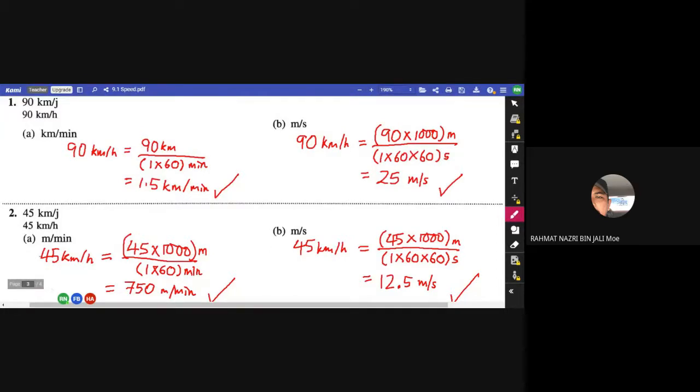2 minit lagi saya bagi chance before we continue. Yang dah siap boleh proceed. Page 84. This is the last page for today. Maybe we can finish early. So please continue. Page 84. Okay, 29, finish.